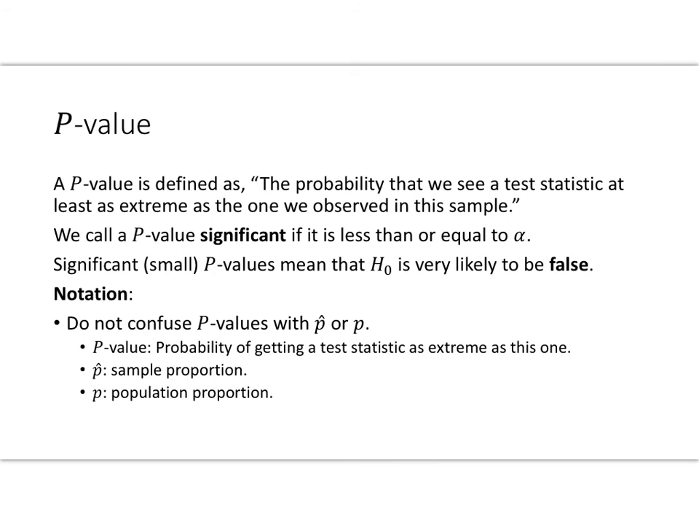A p-value is defined as the probability that we see a test statistic at least as extreme as the one we observed in the sample. We call a p-value significant if it is less than or equal to alpha. Significant or small p-values mean that H null is very likely to be false. I want to make sure that you do not confuse p-values with p hat or p, because a p-value is a probability of getting a test statistic as extreme as this one. P hat is a sample proportion and p is a population proportion. So please be careful with your notation and knowing which one is which.